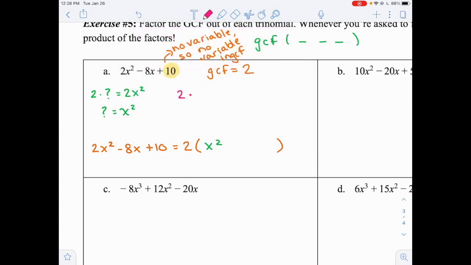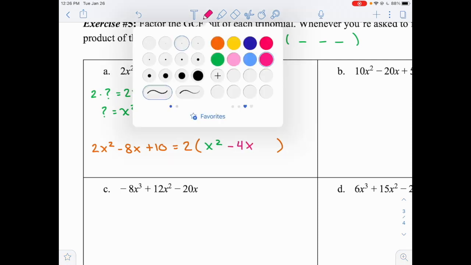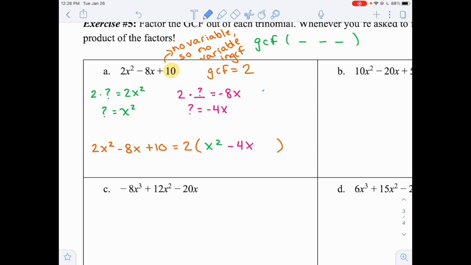Then 2 times something has to equal negative 8x. So that something is negative 4x. And then last but not least, 2 times something has to get me 10. The something is 5, so plus 5. And there you have factored form. 2 times the quantity x squared minus 4x plus 5.